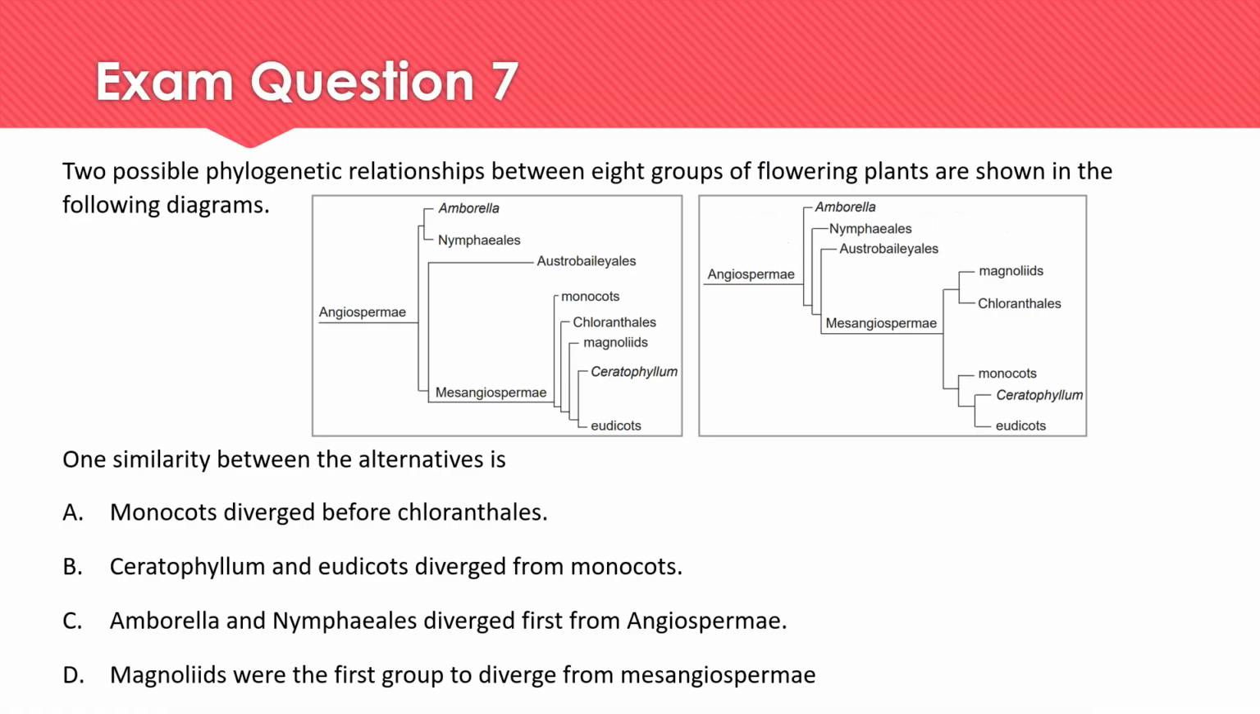Here now we have exam question 7. It says two possible phylogenetic relationships between 8 groups of flowering plants are shown in the following diagrams. One similarity between the alternatives is: A, Monocots diverge before Chloranthales; B, Ceratophyllum and eudicots diverged from monocots; C, Amborella and Nymphaeales diverged first from Angiospermae; or D, Magnoliids were the first group to diverge from Mesangiospermae. So you can pause the video, write down your answer, and check it against the video linked in the description box below.